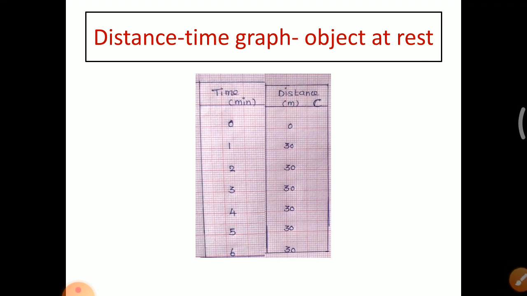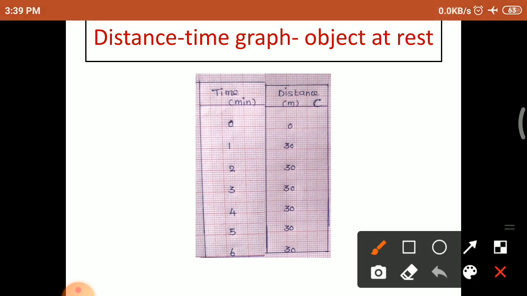The next one, distance time graph for an object at rest. When we say the object is at rest, if you take any object at 10 o'clock, the object is in the same place. 11 o'clock also the same place. 12 o'clock also the same place. So from this we can say that according to the time, the position of the object does not change. That means the object is at rest. Here I took at time 0, not 0, that is 30. Time 0 also 30, 1 also 30, 2 also 30, 3 minutes also 30.